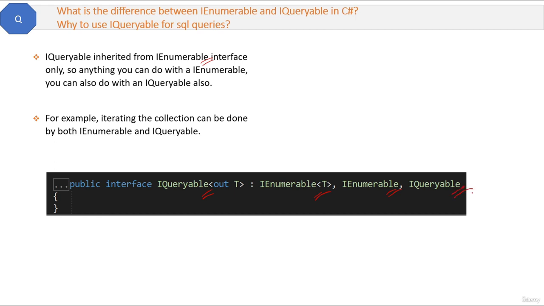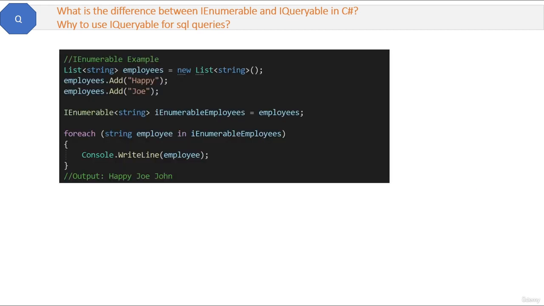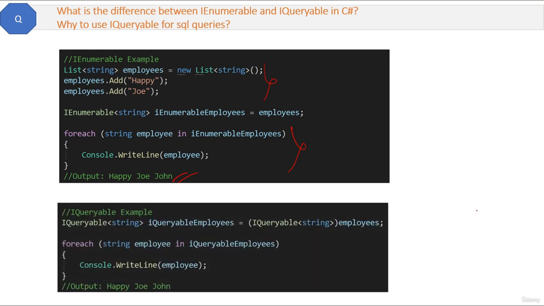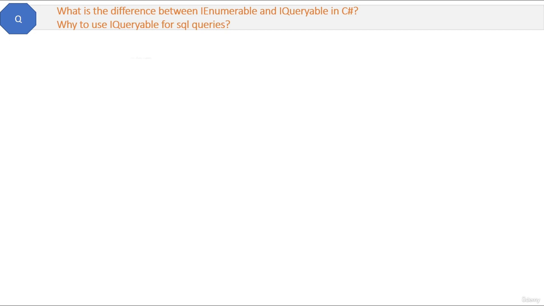Okay. Now see the code here. Here we have a list which we are iterating using IEnumerable, and here is the output. Now we can use IQueryable also to iterate the same list, and we will get the same result. Now the point is, why do we need IQueryable when IEnumerable is already there? The reason is, IEnumerable is preferred with in-memory collections like array and ArrayList. All these are in-memory collections, in-memory objects you can say.